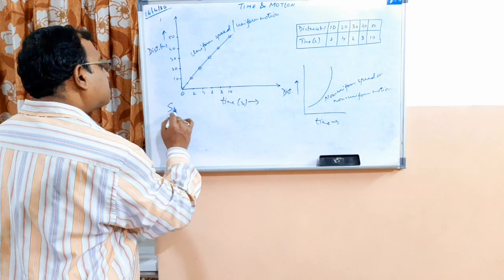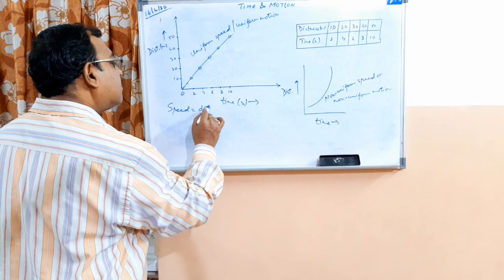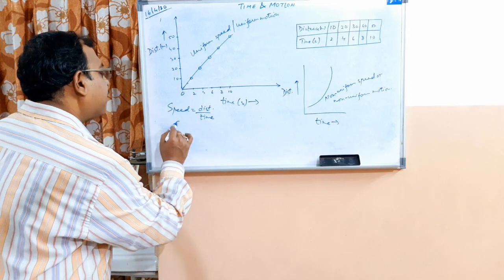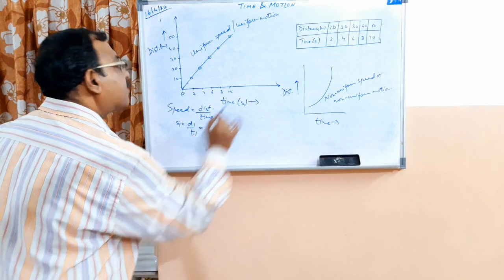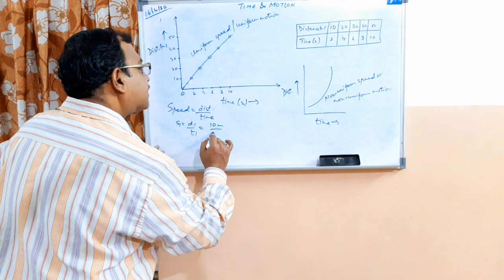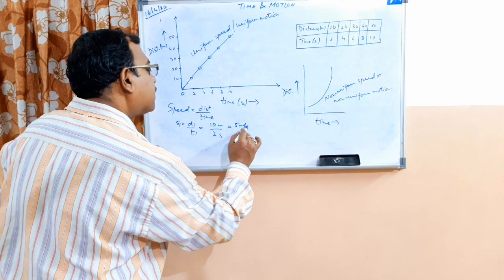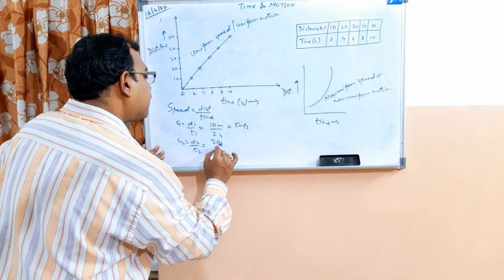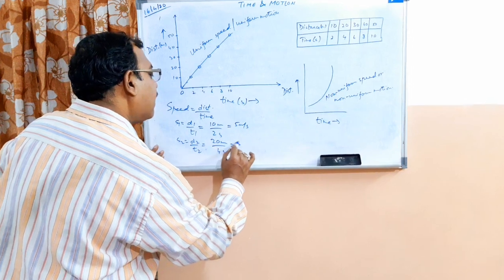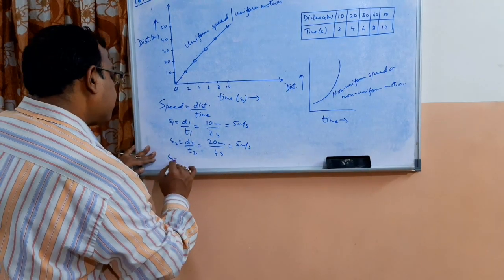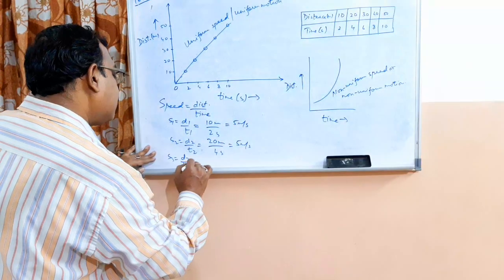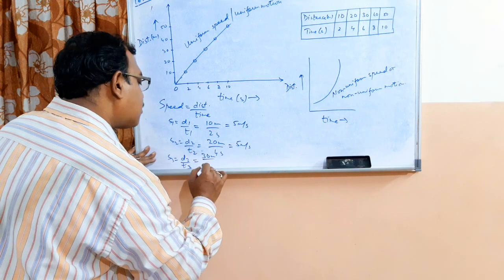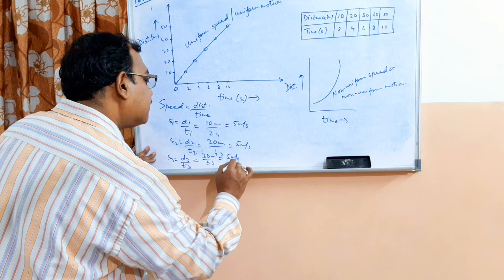Let us see and calculate whether it is true or not. What do you know? You know that speed is equal to distance by time. So in the first case, let us see S1. S1 equal to d1 by t1. What is the distance? 10 meter. What is the time? 2 seconds. That is equal to 5 meter per second. S2, d2 by t2. What is the distance in d2? 20 meter. Time? 4 seconds. Again it is coming 5 meter per second. S3, what is it? d3 by t3. d3 is how much? 30 meter. Time is how much? 6 seconds. Again you are getting 5 meter per second.